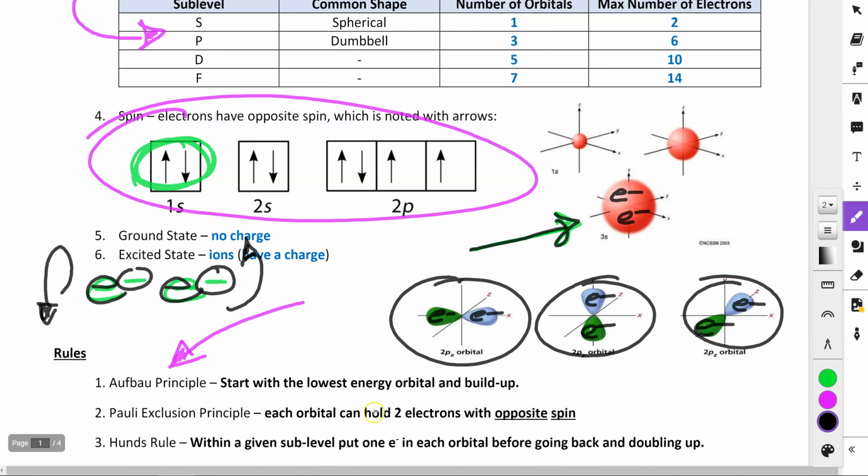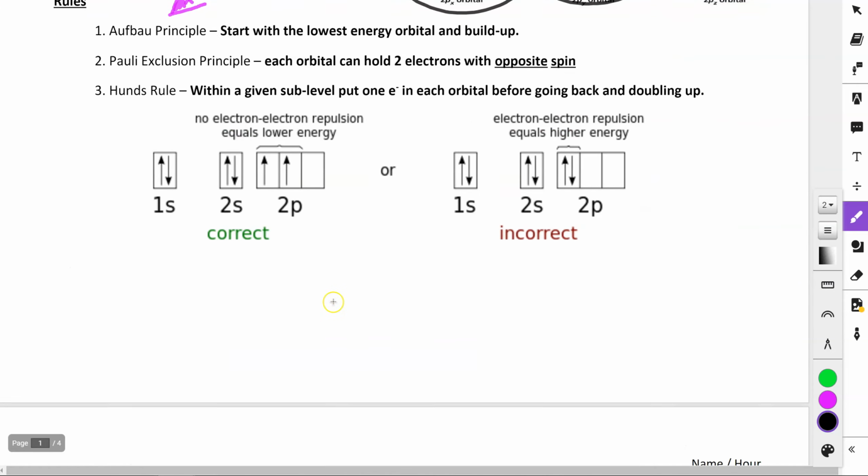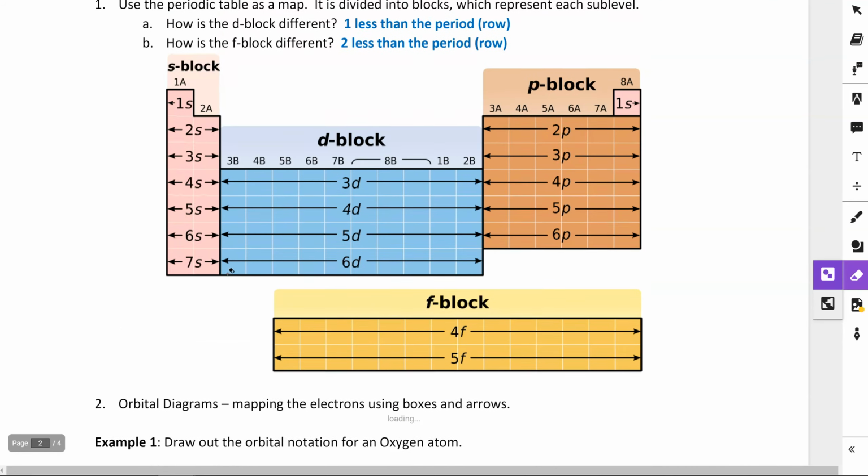Okay, so let's go down here and look at some examples. Oh, one last thing before we do an example. When you're putting the electrons in, since they're negative, they want to spread out. So this is correct, so they spread out. This is incorrect because they're next to each other. So if you have open boxes, which you'll see in a minute, spread them out. All right, so let's do an example.